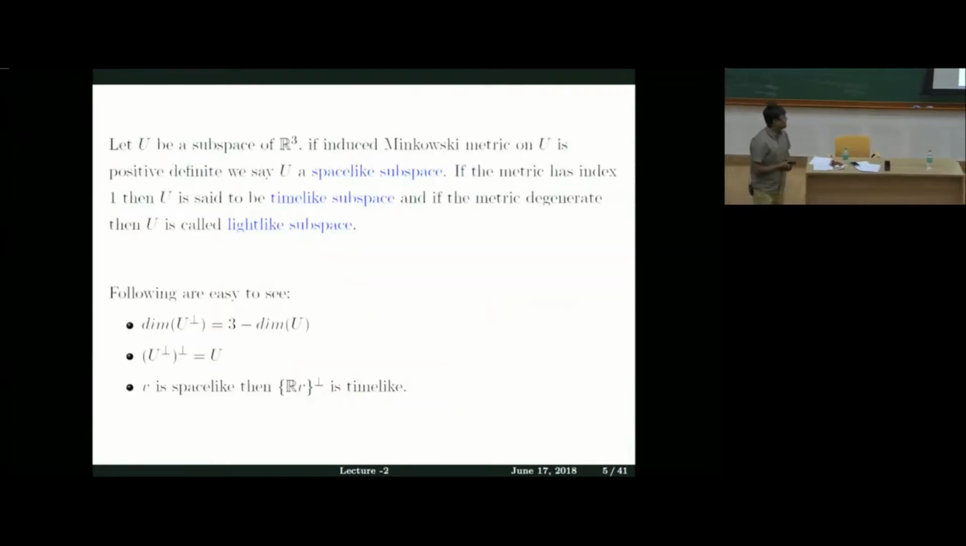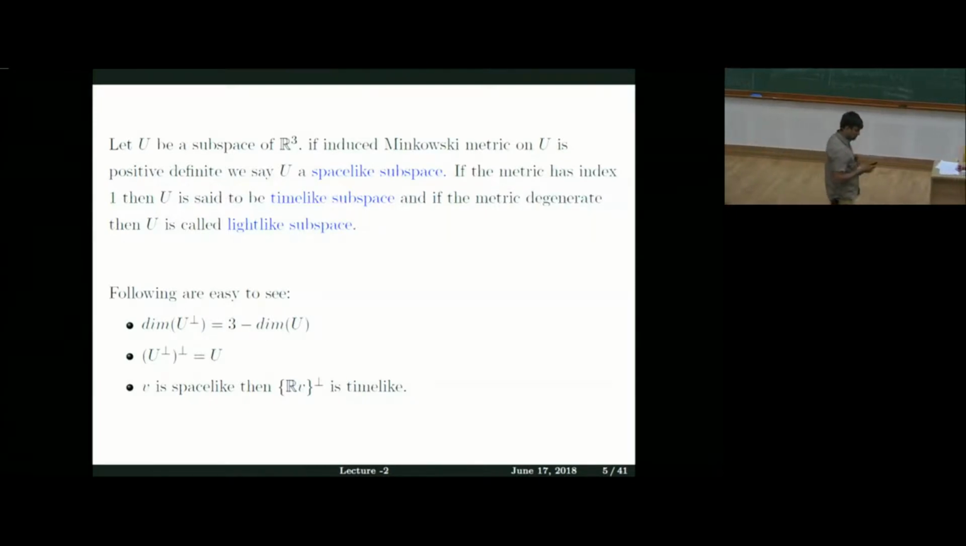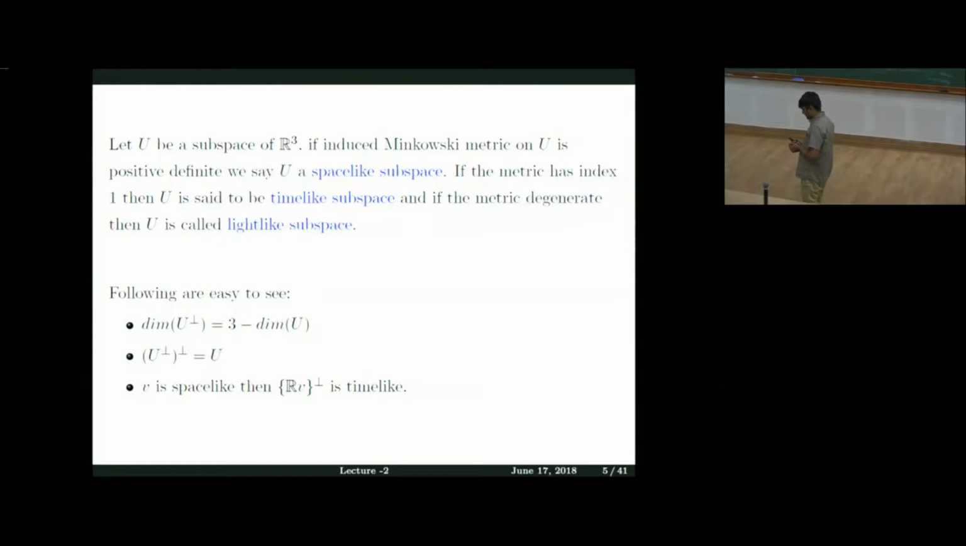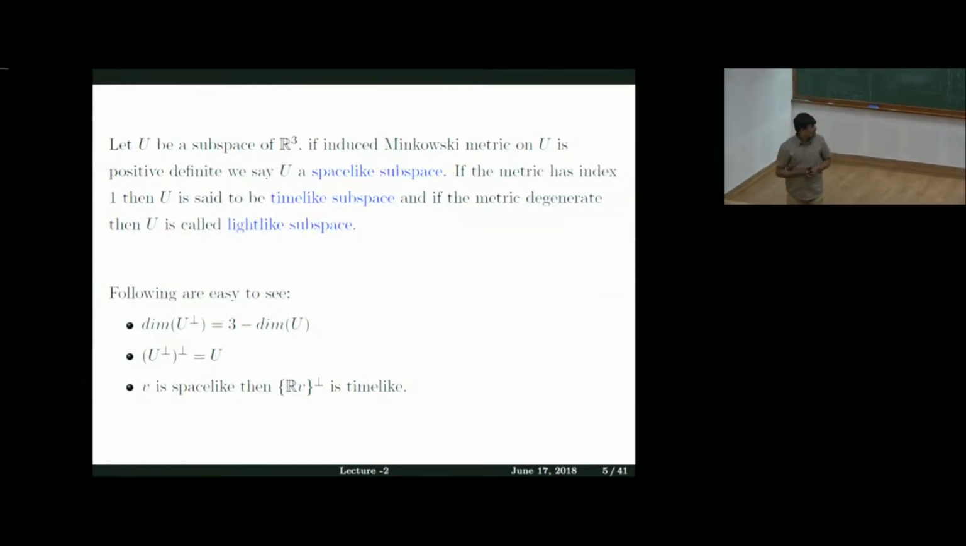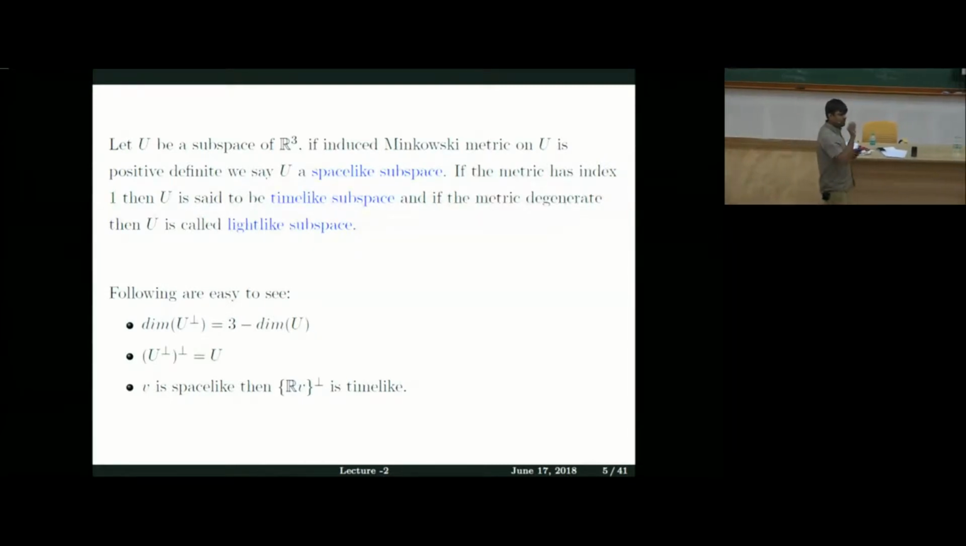So basically, the precise definition is this. A subspace of R3 is determined by its induced matrix, which we call the Minkowski matrix or sometimes the Lorentzian matrix. If that matrix is positive definite, we say it is space-like. If the index is 1, it is time-like, and if the matrix is degenerate, it is light-like.